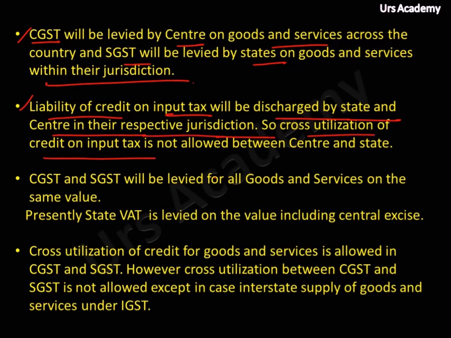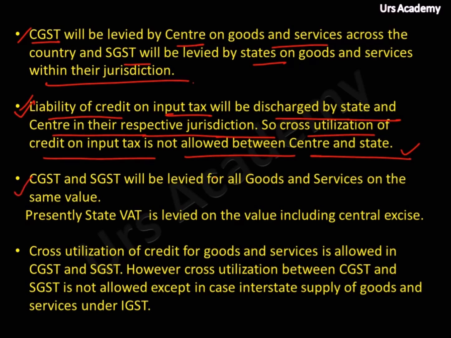So cross utilization of credit on input tax is not allowed between center and state. Cross utilization is not allowed. It is also not justified, because if the center is collecting its own taxes and the state is collecting its own taxes, how will the center pay the taxes for the state, and the state pay the tax for the center? So it is common sense again.